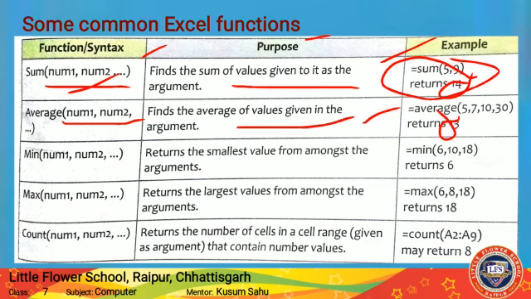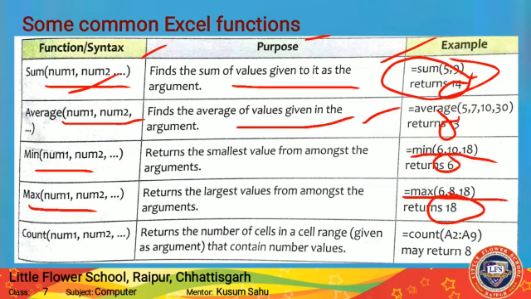Now after that, here you can see for the minimum value we can use this syntax, that is MIN of number 1 and number 2. It returns the smallest value from amongst the arguments. Means it gives the smallest value. Here you can see if we write MIN of 6, 10 and 18, it gives the minimum number, that is 6, yani sabse chota number. After that the maximum number, here we can see the syntax MAX of number 1 and number 2 and so on. It gives the largest value from all the arguments. Here you can see equal to MAX of 6, 8 and 18. So what is the maximum number? 18. So it gives the answer, that is 18.